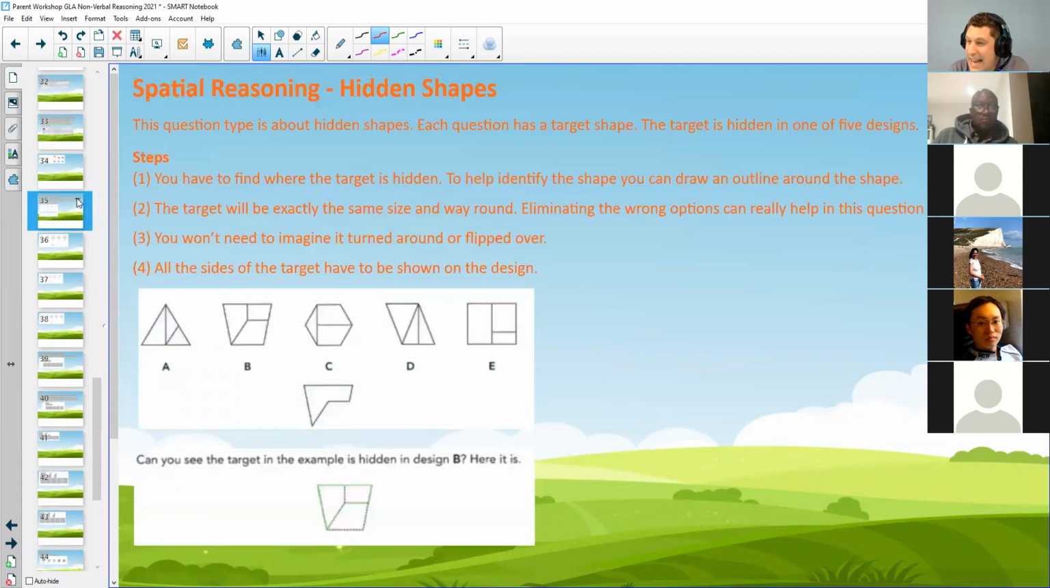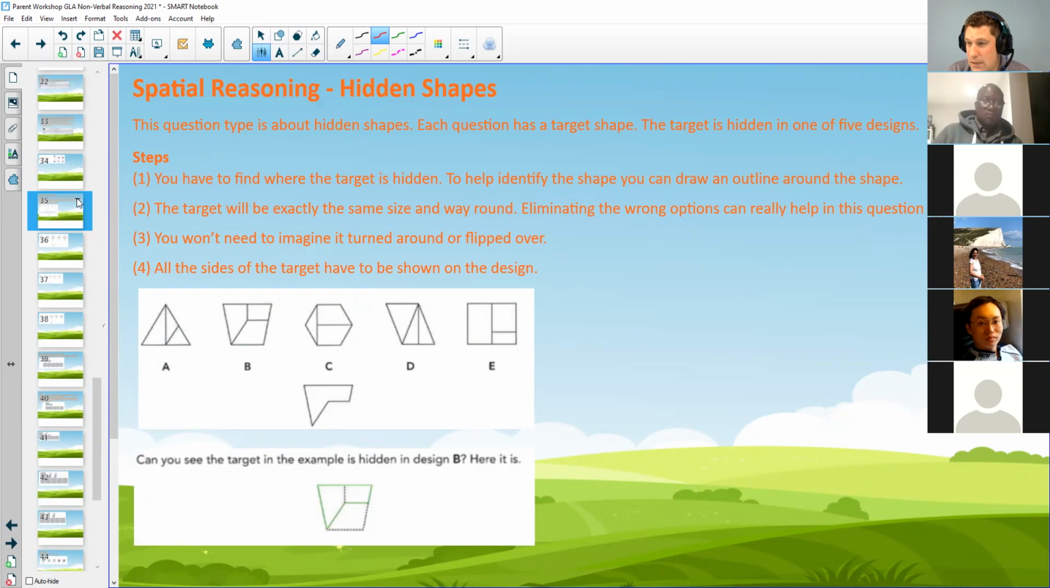So we're going to have a look at hidden shapes now. For your children that have maybe done a CATS test at school, this is also a question type that comes up in CATS tests. It is very much related to GL assessment. We don't think CEM do anything quite like this. This is where they are given a shape to find. And again, a lot of children find these quite good fun to try and find out where that shape has been hidden.